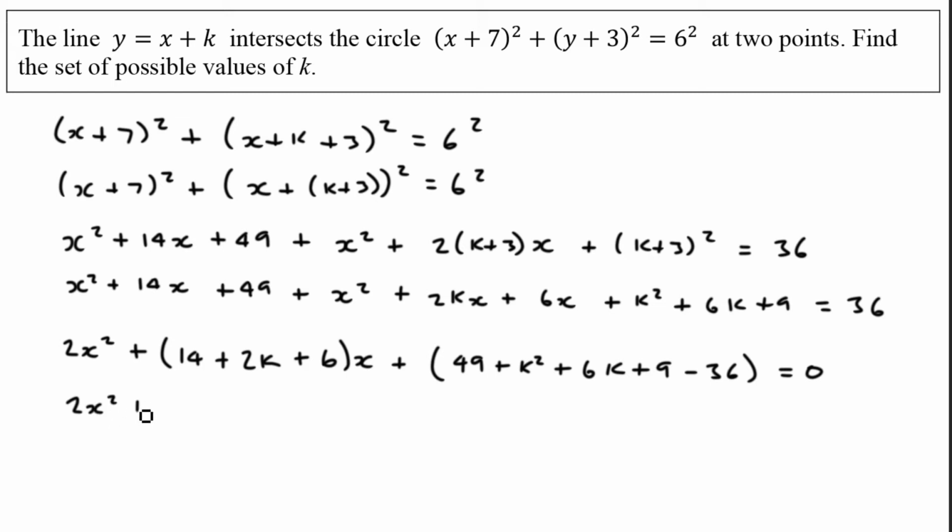2x squareds. How many x's? 2k + 20. What's the constant on the end? k² + 6k + 22.